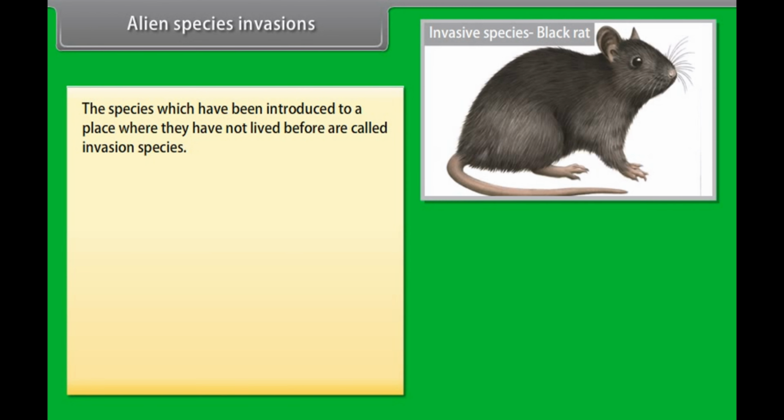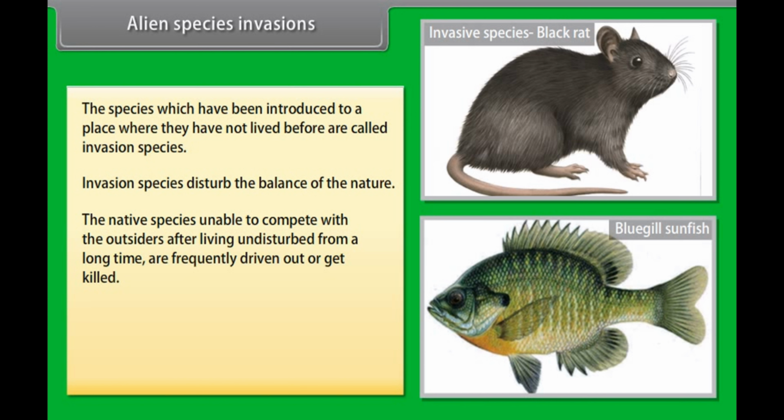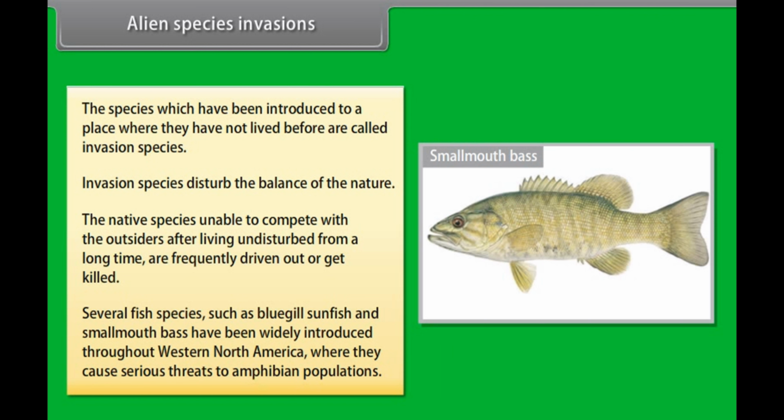Alien species invasions. The species which have been introduced to a place where they have not lived before are called invasion species. Invasion species disturb the balance of nature. The native species, unable to compete with the outsiders after living undisturbed for a long time, are frequently driven out or get killed. Several fish species, such as bluegill sunfish and smallmouth bass, have been widely introduced throughout western North America, where they cause serious threats to amphibian populations.